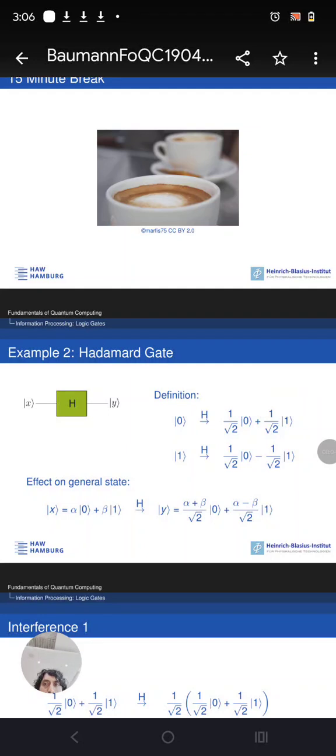So here we come to the Hadamard gate. We apply the Hadamard gate to a quantum bit x and we get a quantum bit y. If the original state was 0, it turns into 1 over root 2 0 plus 1 over root 2 1. But if it was 1, it turns into 1 over root 2 0 minus 1 over root 2 1. So for 0 it is a plus, for 1 it is a minus. For 0 it is constructive, for 1 it is destructive.